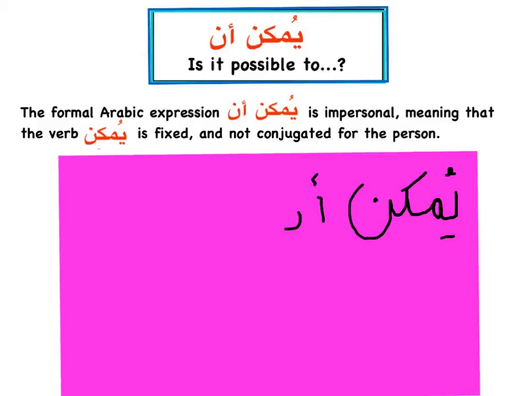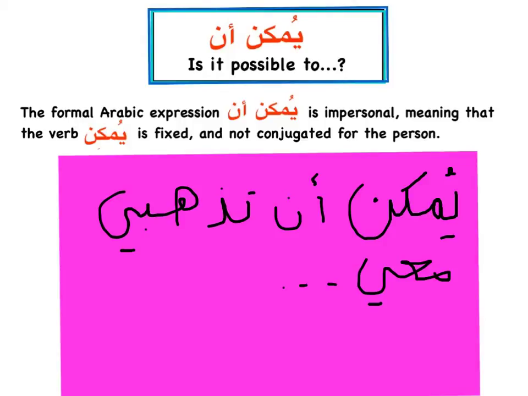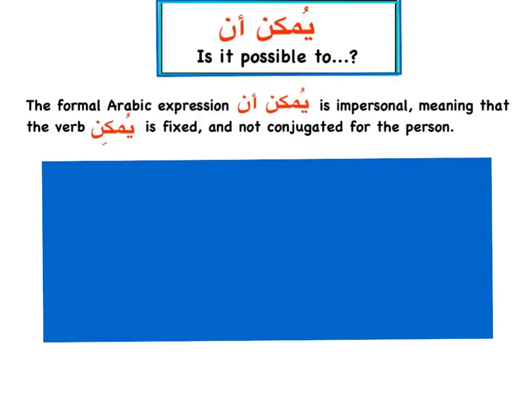أن تذهبي معي. Here, notice that تذهبي أنتِ معي. So تذهبي is feminine, but يمكن did not conjugate with it. And if you are addressing a masculine male, say يمكن. Notice يمكن still the same.